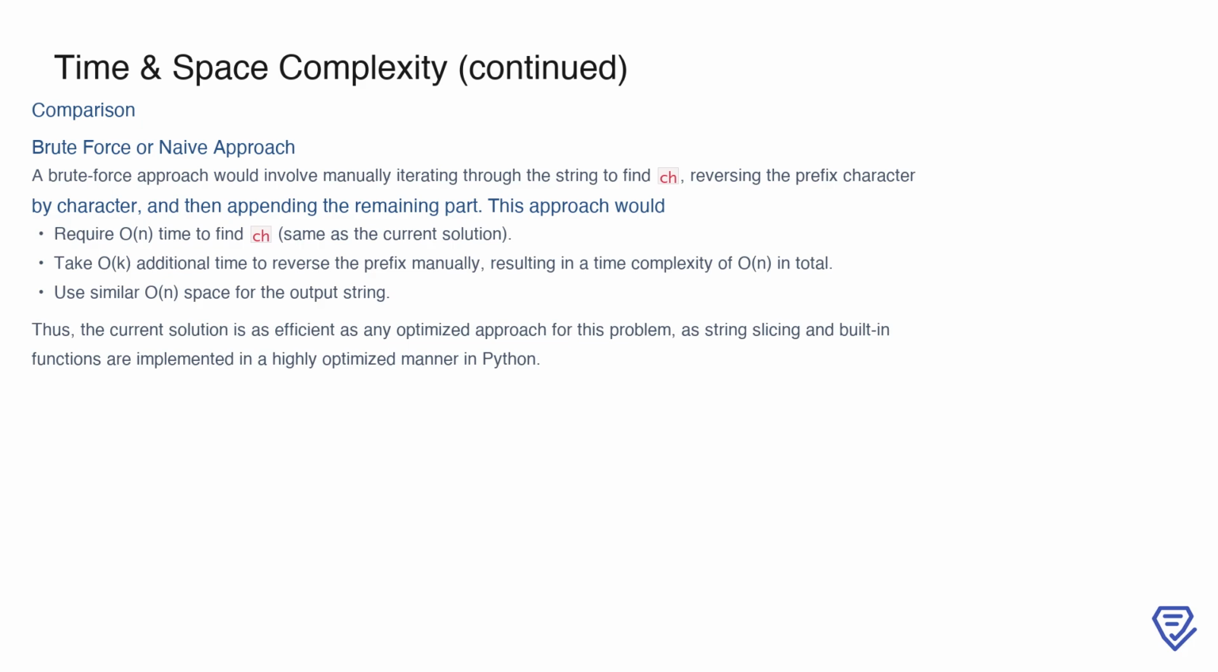A naive method would involve manually iterating through the string to locate the character, reversing the prefix character by character, and appending the remaining part. This manual reversal of the prefix would add O(k) time, but the total time complexity remains O(n), because the dominant factor is still the full traversal of the string. Similarly, the space complexity of the naive method would also be O(n), due to the storage of the output string.